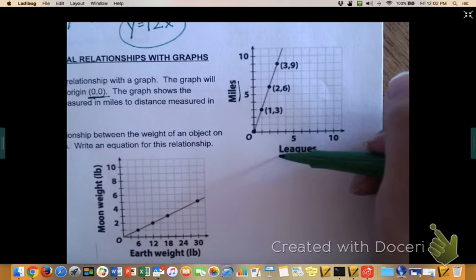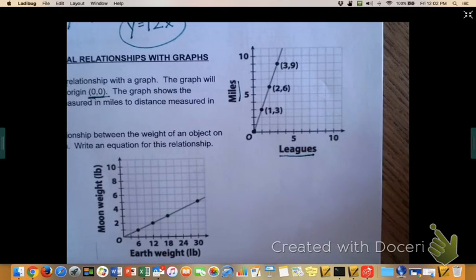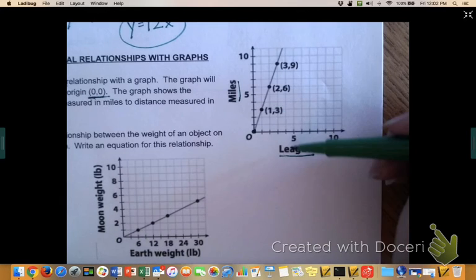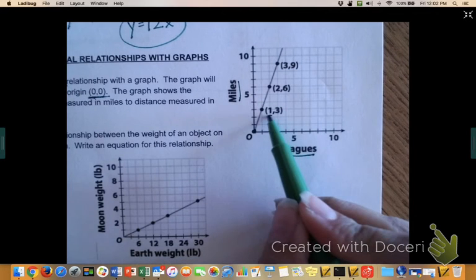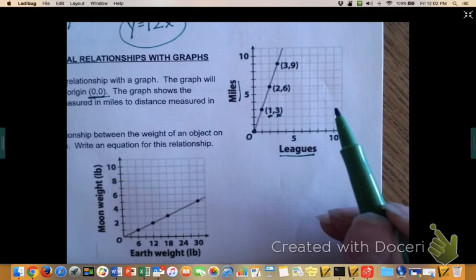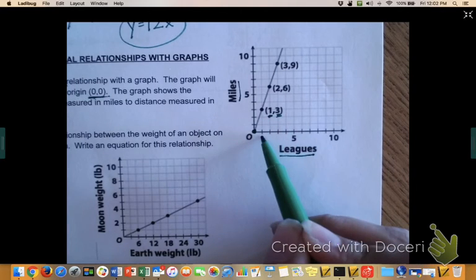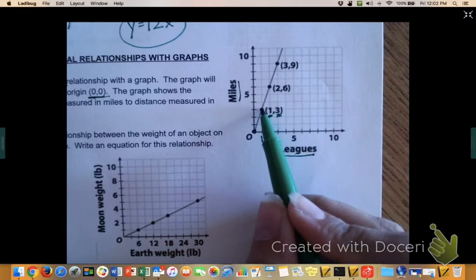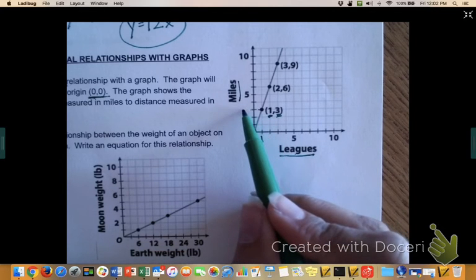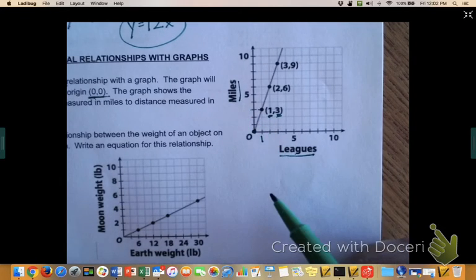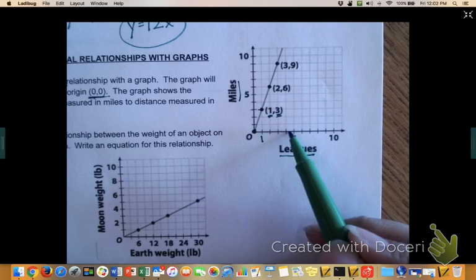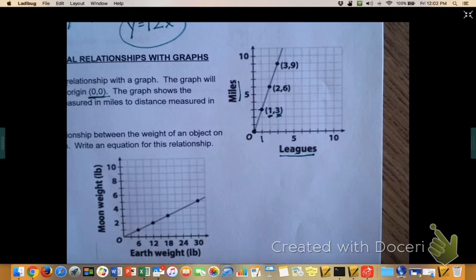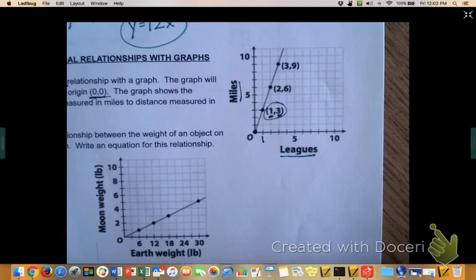A lot of people aren't sure how to use the labels on the graphs or why they're necessary. It is so we can understand fully what these coordinates mean. And they mean that at 1 league, it would come out here at 3 miles. So 2 leagues is 6 miles, 3 leagues is 9 miles, and so on. So these coordinates are not random. They actually represent something in this scenario.